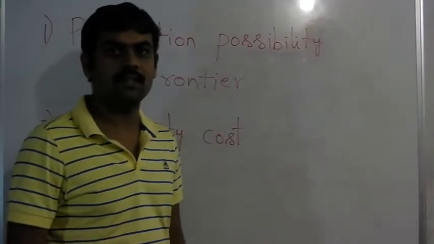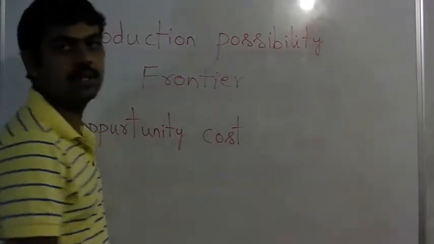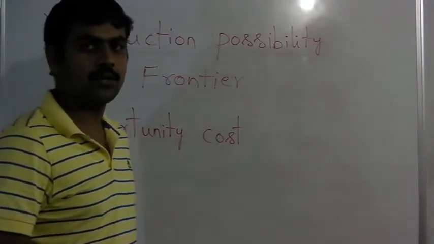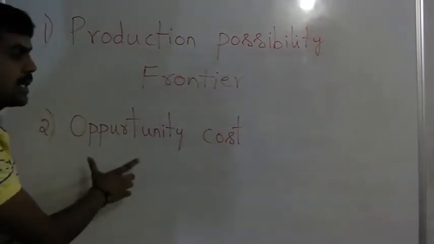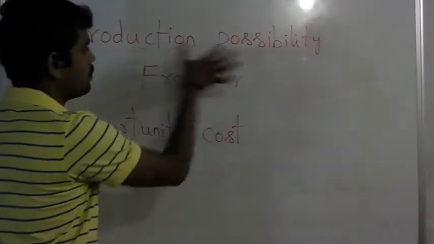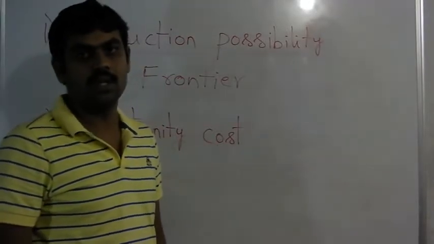Hi friends, in the previous video I explained the production possibility set, and in this video I would like to explain the production possibility frontier, and the second topic is opportunity cost. Actually, this production possibility frontier is related to the production possibility set only.